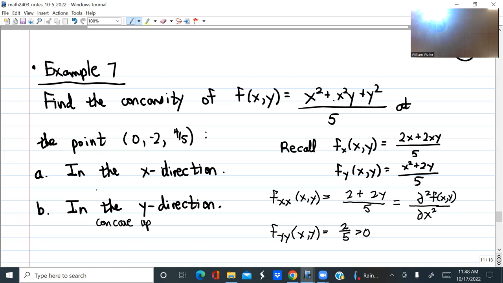And for the x direction now, we'll actually have to evaluate f sub xx at the input (0, -2). But when you plug 0 and -2 into this formula, that turns out to be -2/5, right? All right, so that's less than 0. So that means that in the x direction, apparently, this curve is concave down. So you can see you can have both types of concavity at the same point, just depending on which direction you're traveling from the point. So if you're traveling parallel to the x-axis, that curve is concave down, but if you're traveling parallel to the y-axis, that curve is concave up, okay? So you have kind of a unique point there, this point (0, -2).